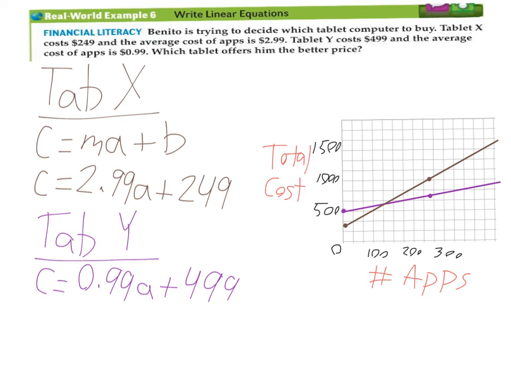Now folks, personally, I don't know about you, I have less than 50 apps on my phone, so I would probably go with tablet X. It's cheaper for me overall, but for all we know, Benito likes to download 5 apps a week. If we want to take this a step further, we actually find what the specific value is because these two lines intersect. So what we would do is set this equation equal to this equation and solve for A, the number of apps. That would make these two prices equal, which would make these two lines intersect.